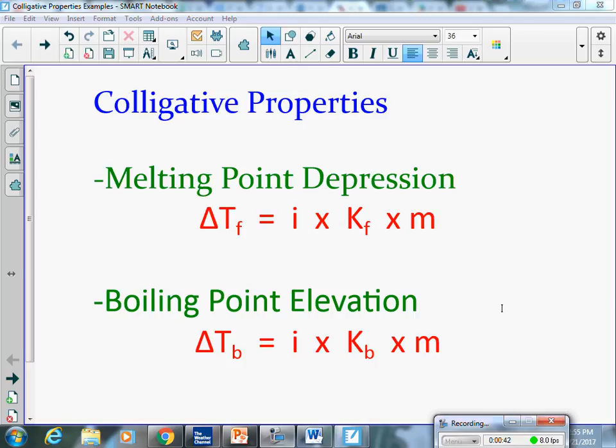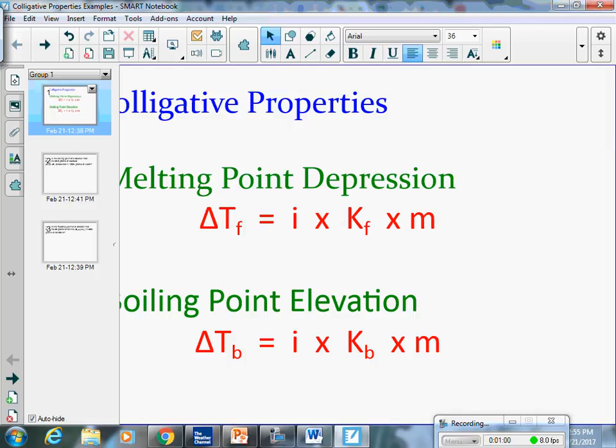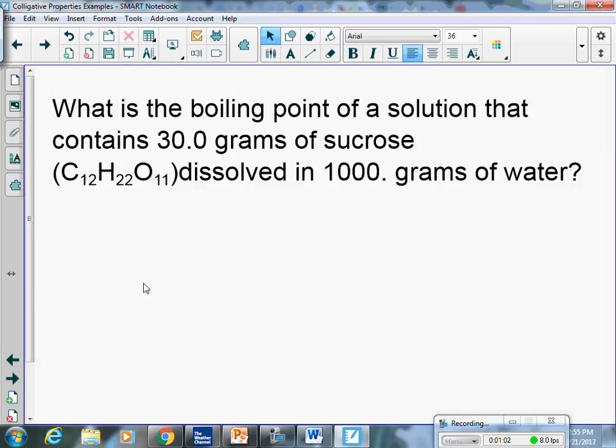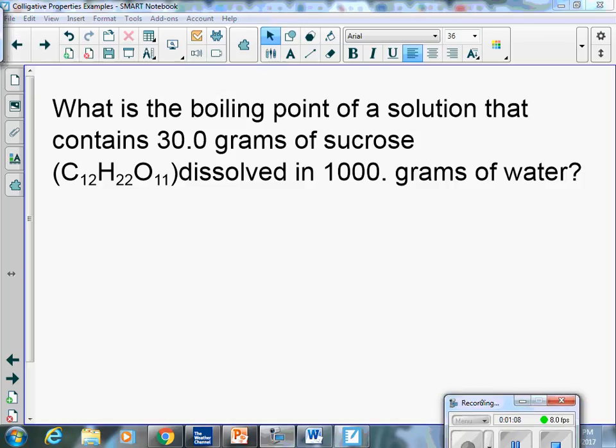The boiling point elevation is the change in temperature of the boiling point is equal to Van't Hoff's factor times the boiling point constant, K sub B, times the molality. So, when I come on to my first example, I'm going to pause the video here so you can write down the example.